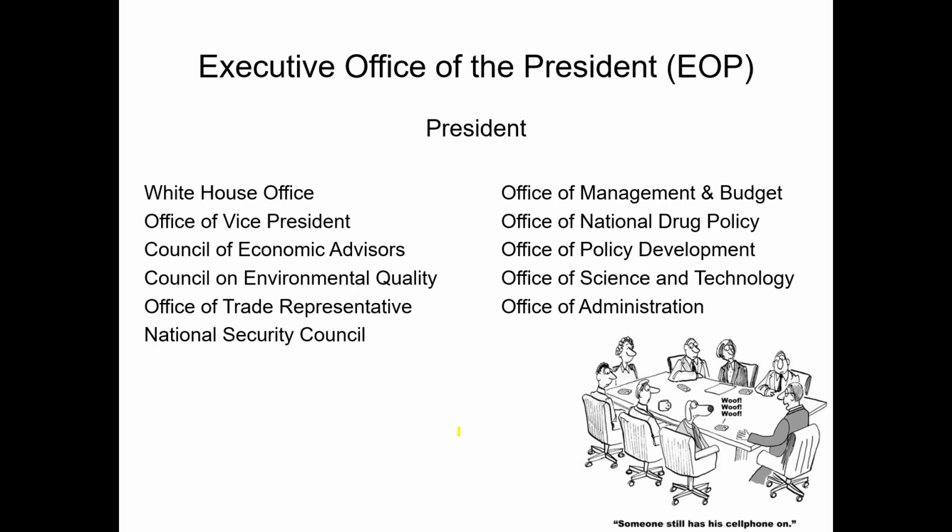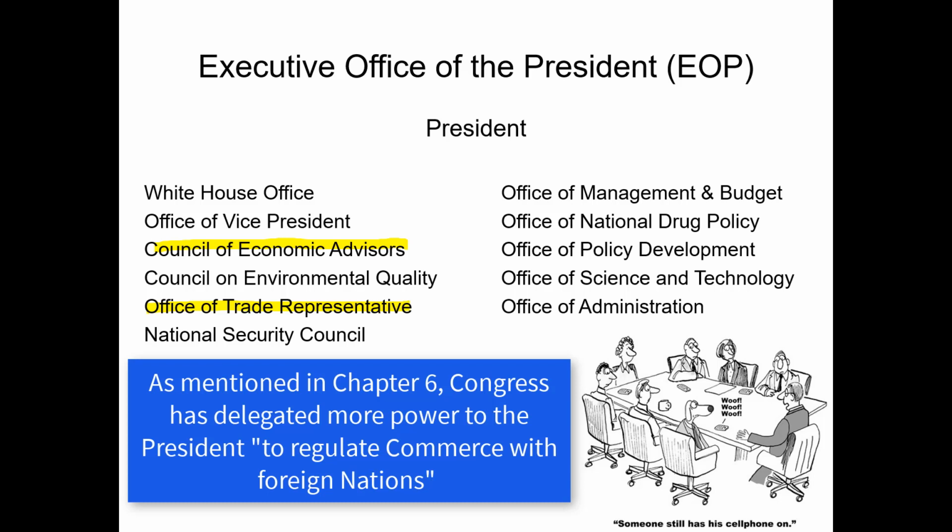Looking at the inner office of the president, also called the executive office of the president. These are the closest advisors of the president. These offices, in some cases, are not necessarily approved by the Senate. We'll talk about a couple of these. Of course, obviously, the Council of Economic Advisors is advising the president on economic affairs. The Office of Trade Representative is a relatively new office that was established back in the 1960s when the president started to take on a little bit more of the trade negotiations as well.